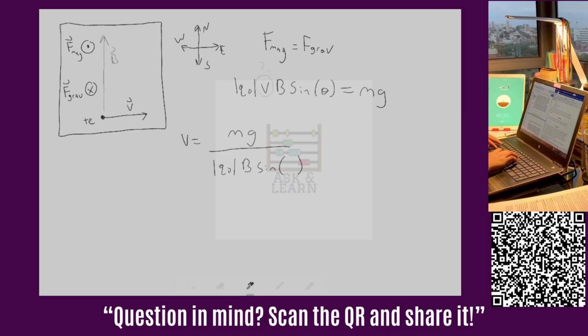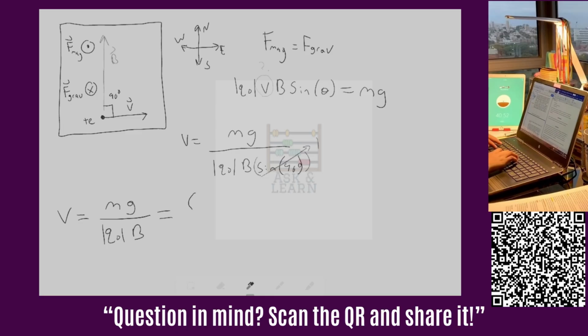If we look back up at our diagram at the top left, we see that the angle between the two, when we put them tail to tail, is 90 degrees. We put in sine of 90 degrees, and of course that value is equal to 1. So ultimately, we're solving for the speed of this proton given by these values. It's the mass of the proton times the acceleration due to gravity divided by the charge of the proton multiplied by the magnitude of the magnetic field through which the proton is traveling.